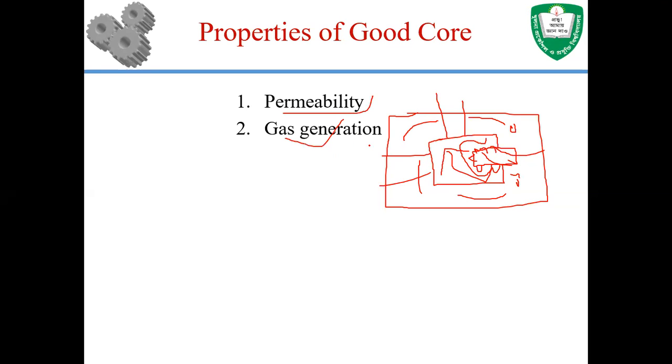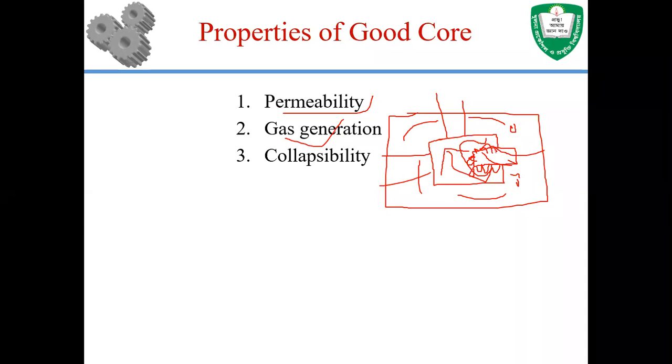The core should not generate a huge amount of gas, because when the core is in contact with the high temperature molten material, it should not produce a huge amount of gas. If it produces a huge amount of gas and the metal gets solidified at the same time, the gas will be trapped in these regions, and then you will not get a proper casting. So the core should not generate a huge amount of gas, as low as possible. Number three is collapsibility.